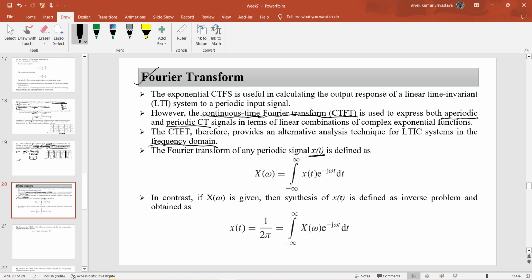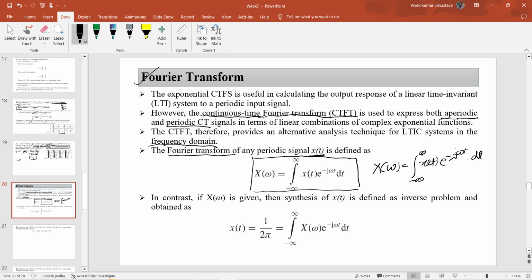Now moving to the next problem: if x of t is given to us, how do we evaluate the Fourier transform of this signal? For evaluating the Fourier transform of x of t, we will use this relation: X of omega is equal to the integral from minus infinity to infinity of x of t into e raised to the power minus j omega t dt. By this relation you can see that we are transforming the time domain signal into the corresponding frequency domain signal, and then analyzing it.